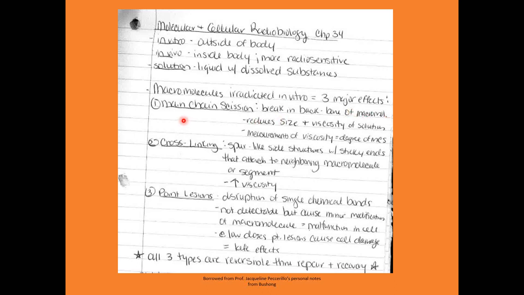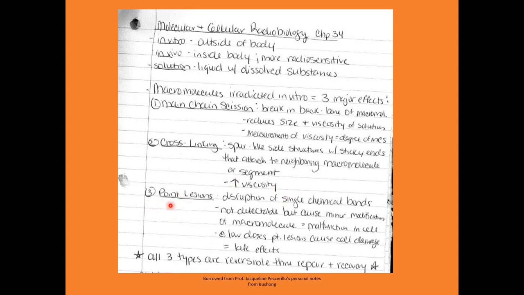The first one is main chain scission, where there's a break in the backbone of the macromolecule. It reduces the size and viscosity of a solution, and the measurement of viscosity equals the degree of the main chain scission. So those are the three main points for that, but that's the major break in the backbone of the macromolecule. Then you've got your cross-linking, where spur-like side structures with sticky ends attach to neighboring macromolecules and create weird segments. There is an increase in the viscosity of the solution.